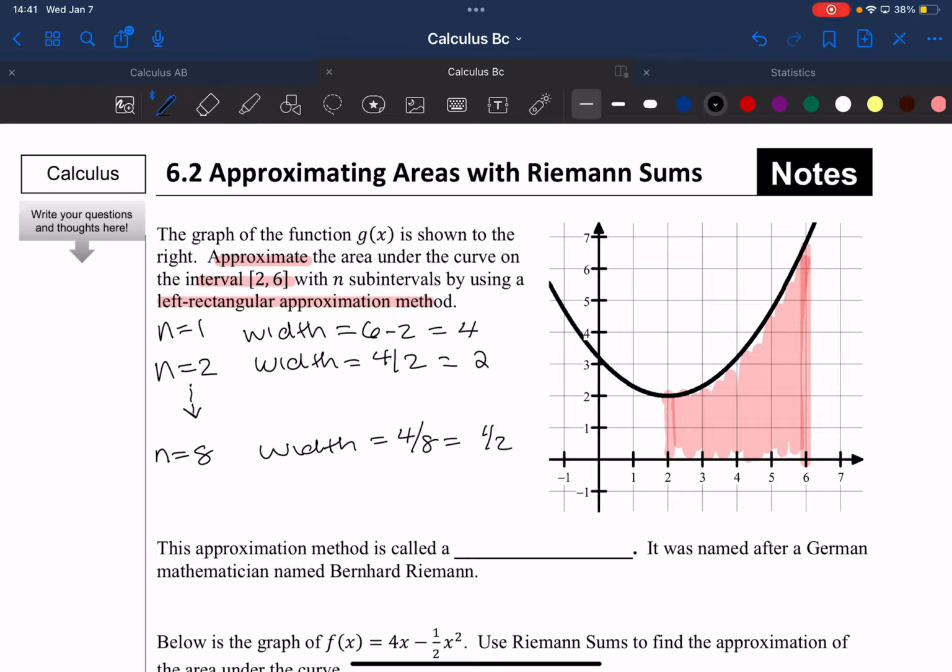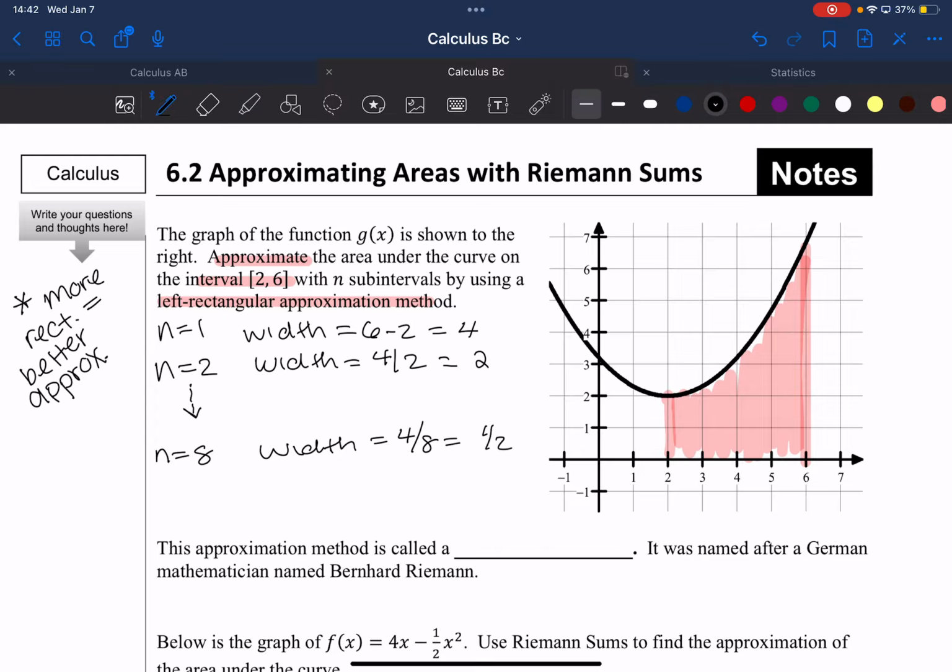So the idea behind this, and I'm going to write this off to the side, is that the more rectangles equals a better approximation. Meaning if I was to use only one subinterval, n equals 1, and get an area from that, it would not be as accurate if I was to use n equals 8 and create 8 rectangles and find those areas.